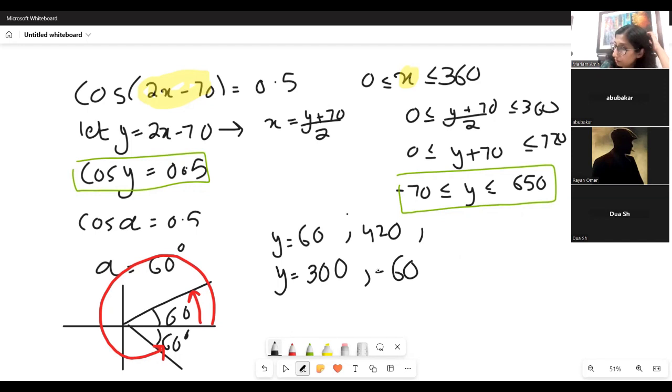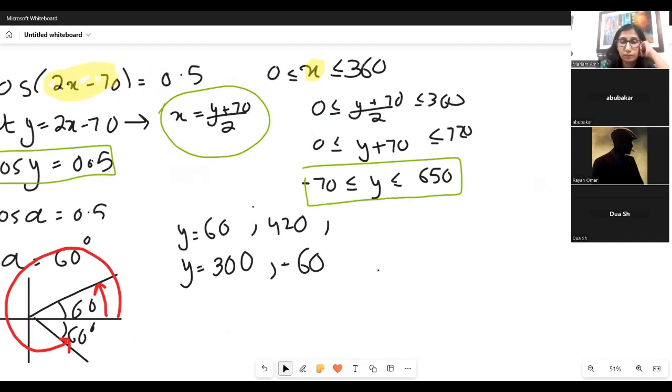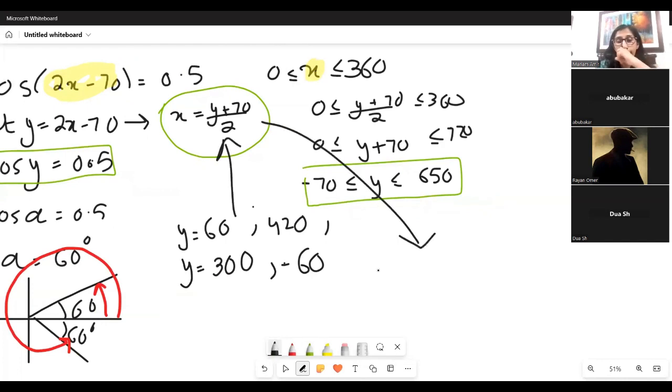Let me just check that. Yes. But the question was in terms of x, so your four answers should be in terms of x as well. And lucky for us, we have already established a relationship that converts y into x. So to y, you have to add 70 and then divide that answer by 2. So let's do that. Let's write the four values of x.